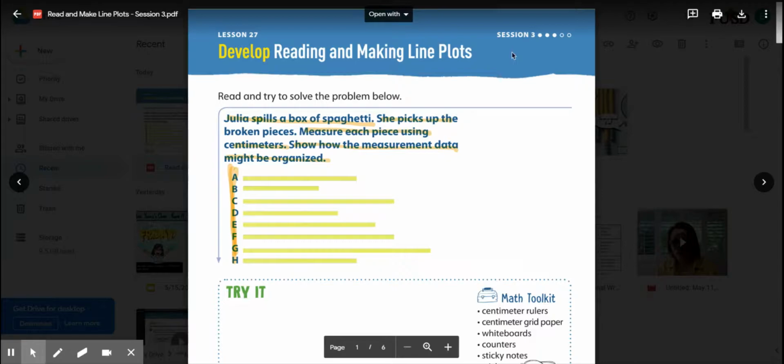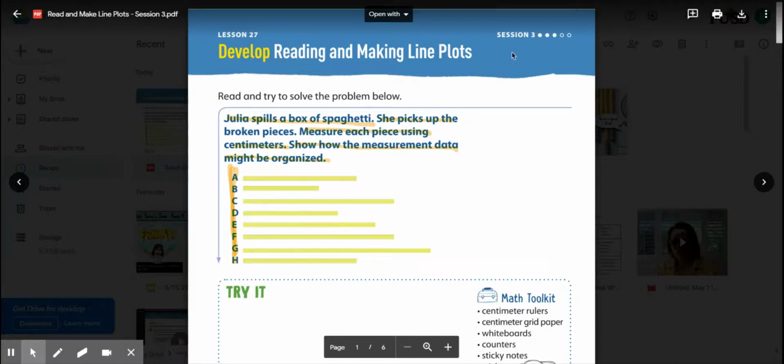All right. So let's see. What is this problem about? Okay. It's about Julia. She spills spaghetti and they break. And now we have to measure them. Okay, what's important in this problem? Well, I see the word centimeter, so we need to make sure that you turn your ruler over to centimeters. And then it says, what is this problem asking? Show how the measurement data might be organized.